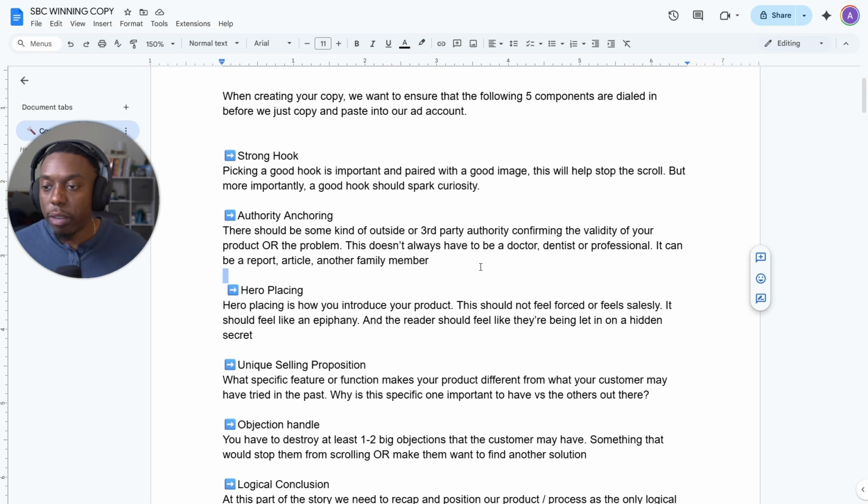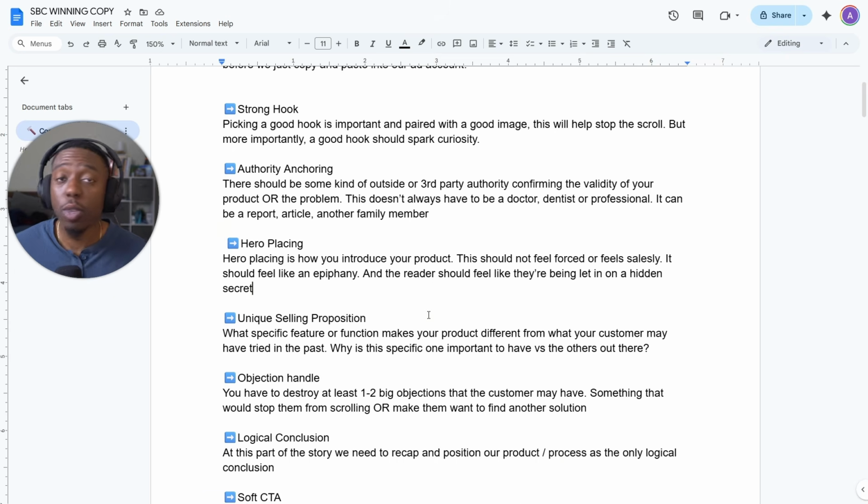And then also, doctors, dentists, professionals, all that type of stuff also helps as well. But the most important thing is that whatever belief or conclusion your storyteller is coming up with, we want to reaffirm that with some type of outside perspective. Hero placing, this is super important. This is where a lot of people struggle.